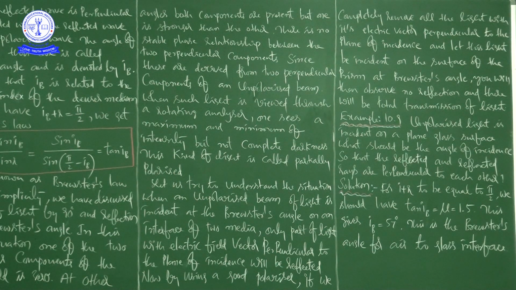Next, let us try to understand the situation when an unpolarized beam of light is incident at the Brewster's angle on an interface of two media. Only the part of light with electric field vector perpendicular to the plane of incidence will be reflected. Now, using a good polarizer, if we completely remove all the light with its electric field vector perpendicular to the plane of incidence and let this light be incident on the surface of a prism at Brewster's angle, you will observe no reflection, and there will be total transmission of light.